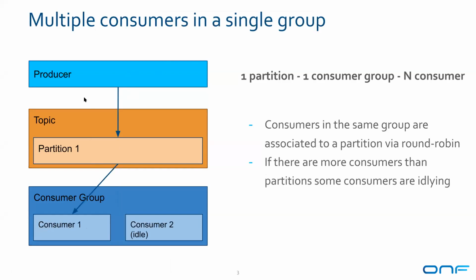When we have one producer, one partition, but multiple consumers, what happens is not that the messages in that partition are round robin between the two consumers, but they all go to a single consumer, and the other one is there just for backup.